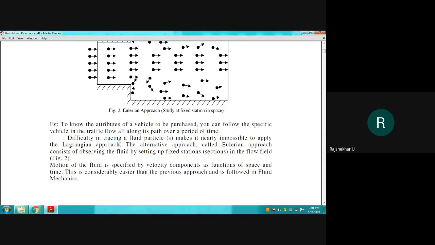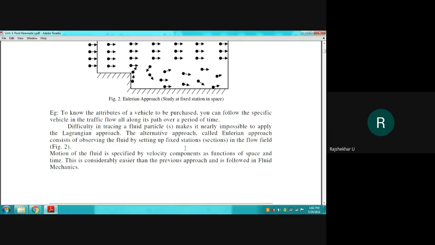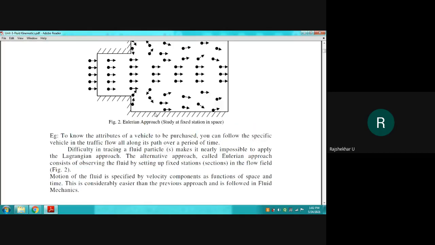But in the case of the Eulerian approach, we are at a fixed space or at a fixed cross section, so we can easily track the properties of the fluid at that cross section. So we can see here the alternative approach, called the Eulerian approach, consists of observing the fluid by setting up fixed stations or sections, or as we are mentioning, cross sections in the flow field. That is shown in figure 2.